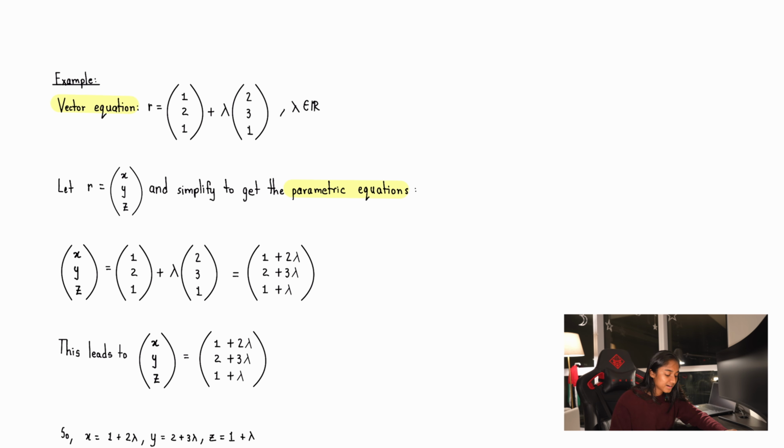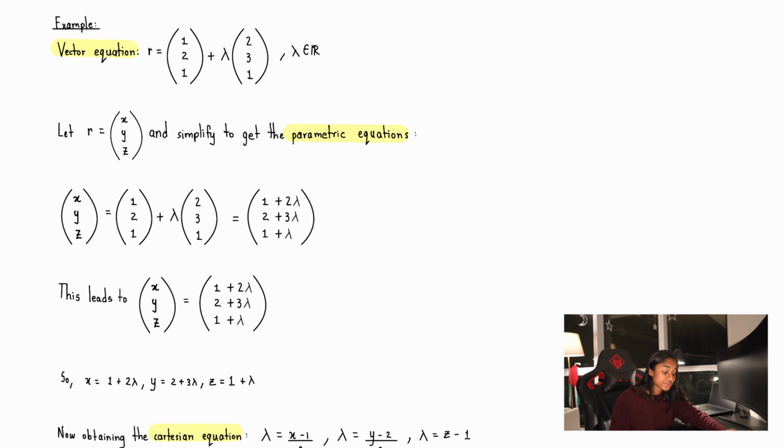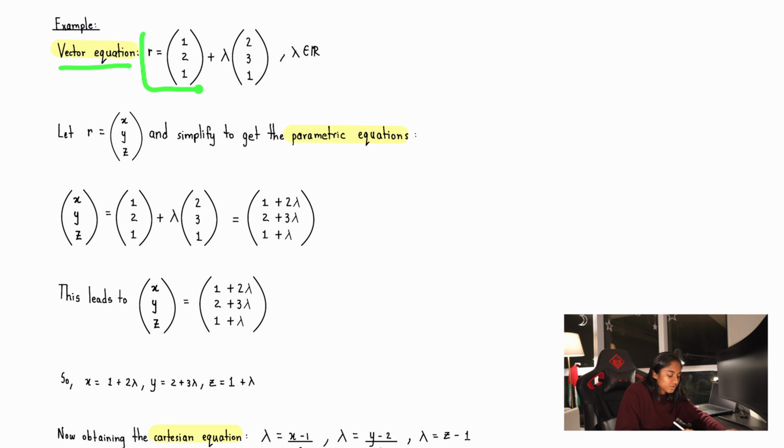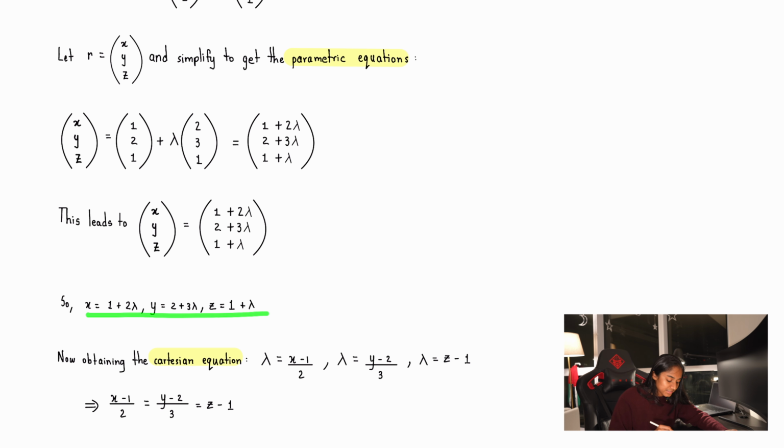So let's look at the example, how we go through these three different forms. We have a vector equation in this form. Then we let r equal to x, y, z, and we simplify it to get the parametric equations. So when we get the parametric equations, we get to here, and then we go down by simplifying. And then we have x is equal to 1 plus 2 lambda, y is equal to 2 plus 3 lambda, and z is equal to 1 plus lambda. So we have these here.